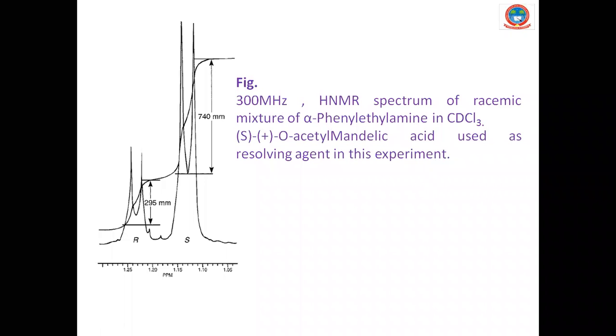What is the next point? The application of chiral resolving agents in finding out how much S and how much R is present, and which one is more in amount. This can be calculated by applying a different concept, so we will discuss this in the next lecture.